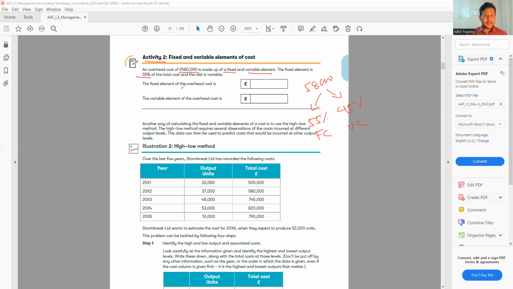What is the requirement? The fixed element of the overhead cost. How much is the fixed element of the overhead cost? Can you give me a figure? How much is it? 580 times 55%. That is 319. Very well done.